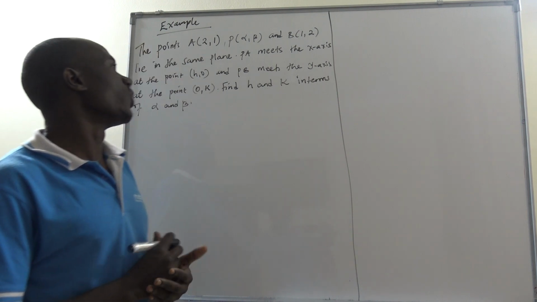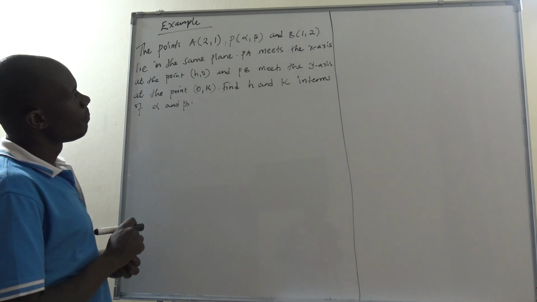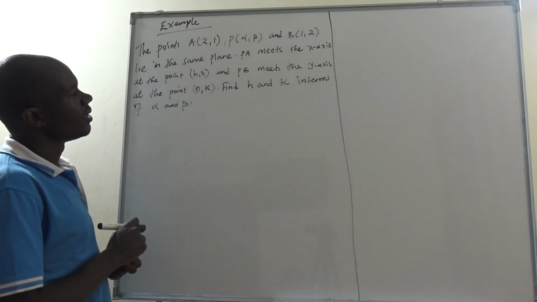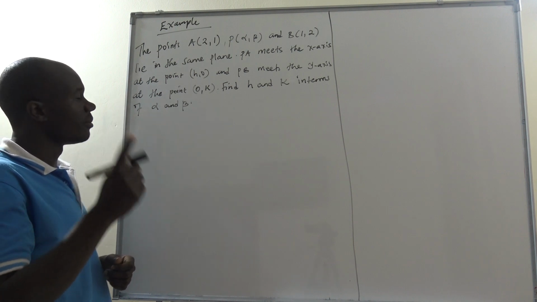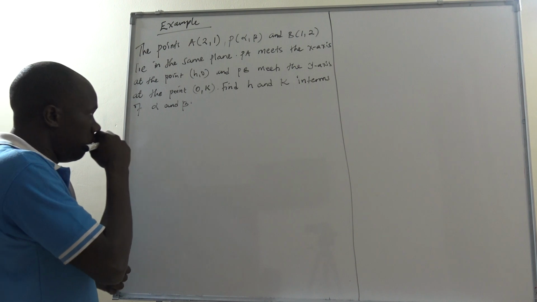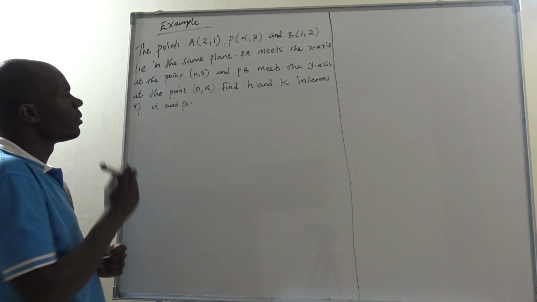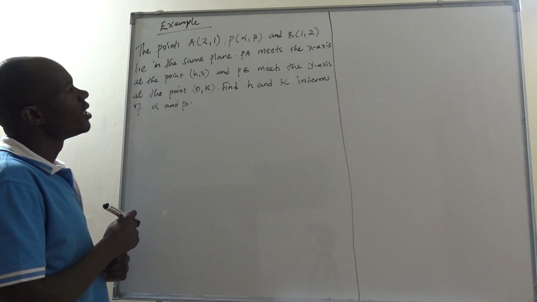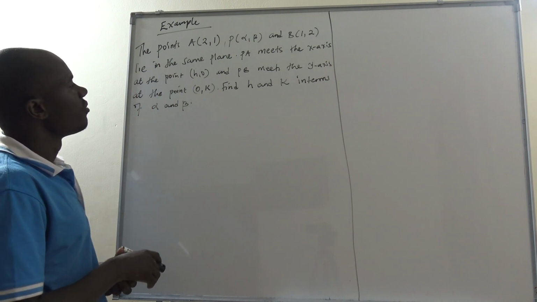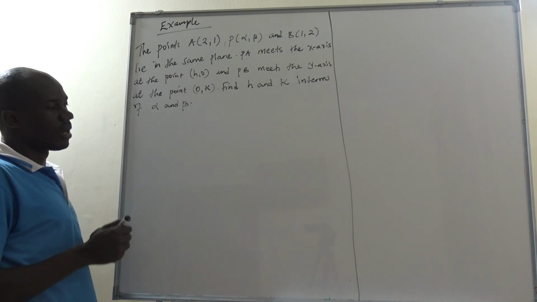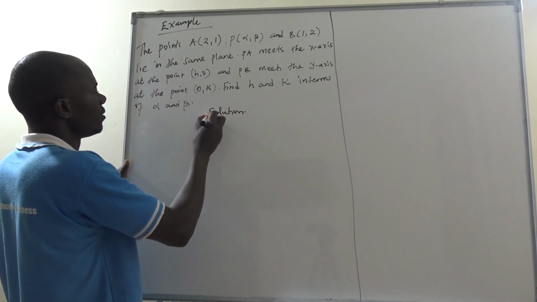So, our question was: the points A(2,1), P(alpha, beta) and B(1,2) lie in the same plane. That means they lie on the same straight line. PA meets the x-axis at the point (h,0), and PB meets the y-axis at the point (0,k). Find the value of h and k in terms of alpha and beta. We'll go with the solution.